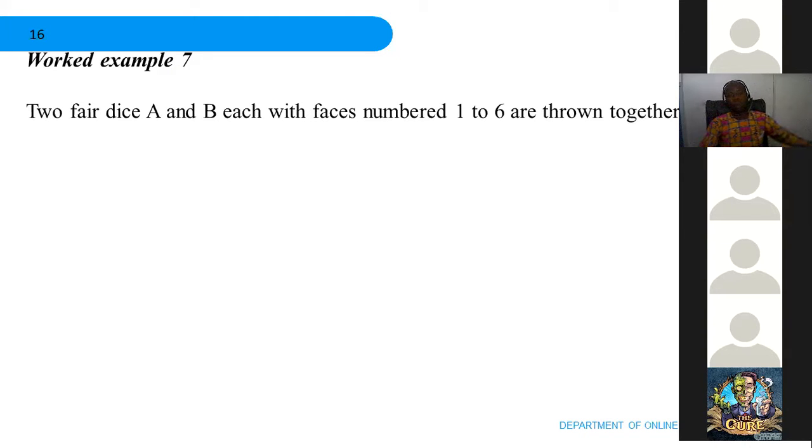Numbered 1 to 6, yes. So the faces are numbered 1 up to 6. So you see dots. Sometimes you see a dot in one of the faces, 2 dots, which means 2, 3 dots means 3, 4 dots. So somebody will call 4, 3, 5, 6, in that order. Now, they are numbered 1 to 6, and this is thrown together.